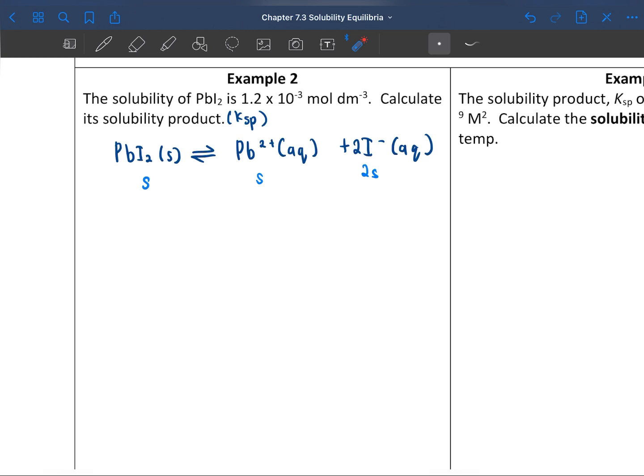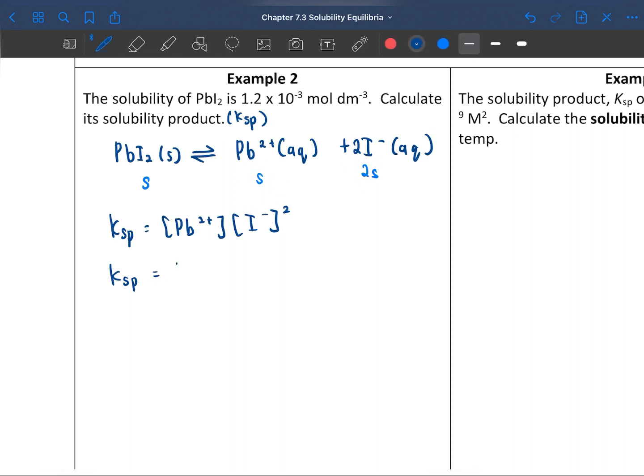Okay, and then next we want to determine solubility product, which is KSP. So we should write the formula for KSP. In this case is Pb2 plus ion to the power of 1 times with concentration I minus ion. Tapi dia ada stoichiometry dia 2 kan. So need to the power of 2. Okay, and then KSP equal to, substitute nilai S kita tadi.